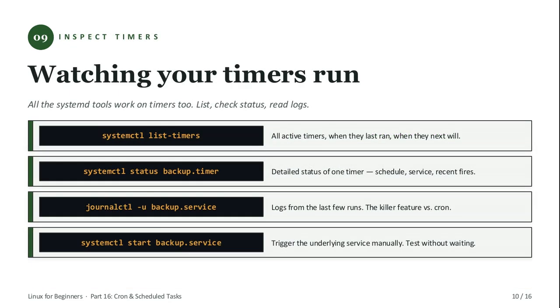And once those two files are in place, the same system tools you already know just work on them. systemctl list-timers shows every active timer with its last and next fire. The dashboard you'll open most often. systemctl status backup.timer drills into one. And here's the killer feature versus cron. journalctl -u backup.service gives you real logs from real runs. No more wondering where the output went. Need to test without waiting for the schedule? systemctl start backup.service kicks off the job by hand.